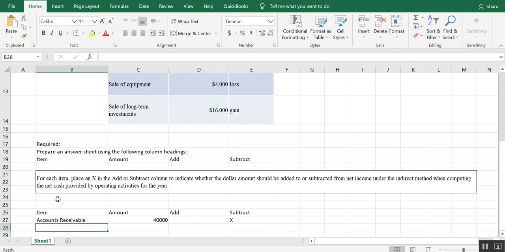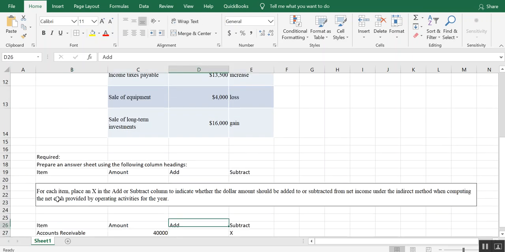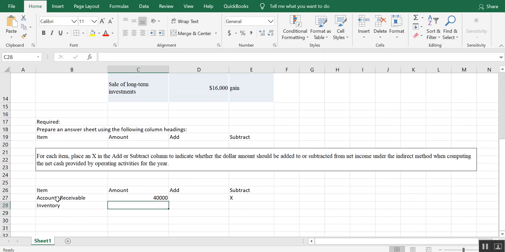The next item is inventory. And when we look at that change, we see a $150,000 decrease. Now remember, we have a $150,000 decrease. Let me just do it this way.